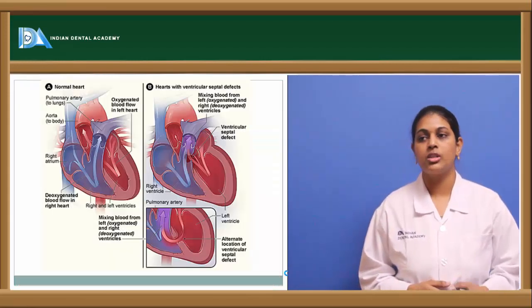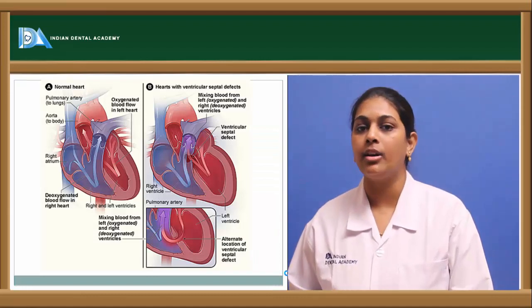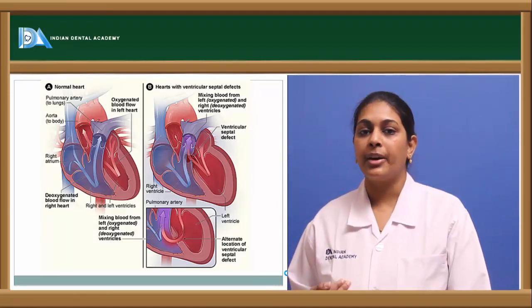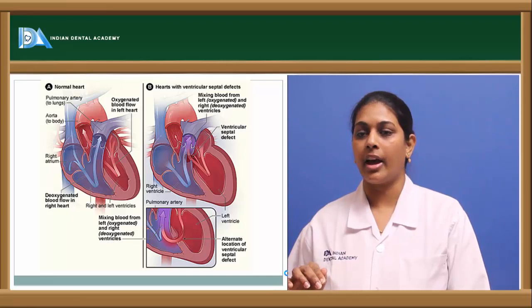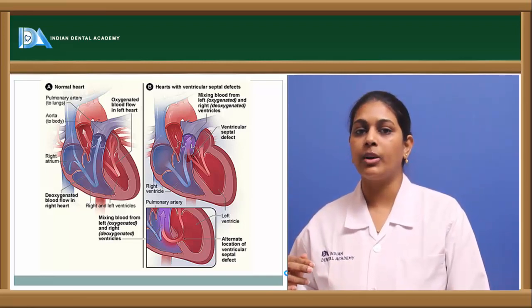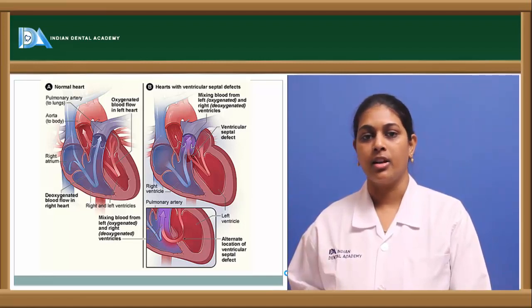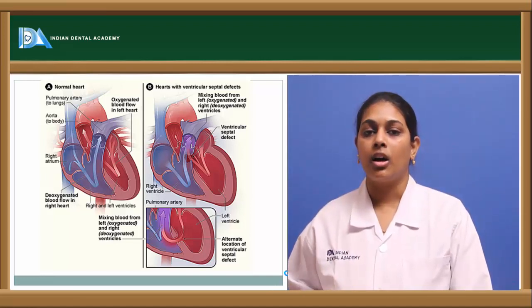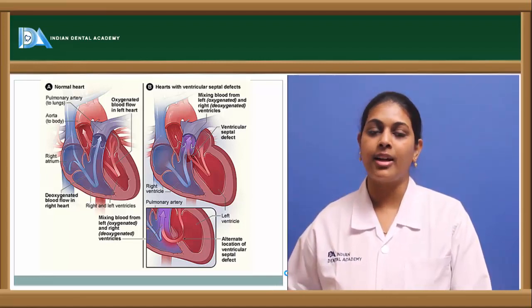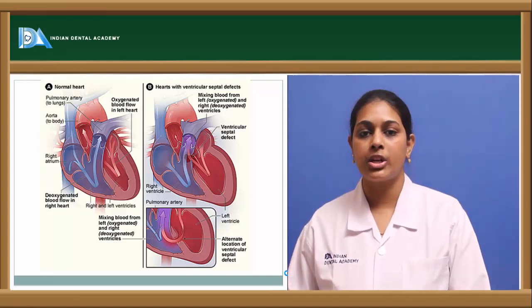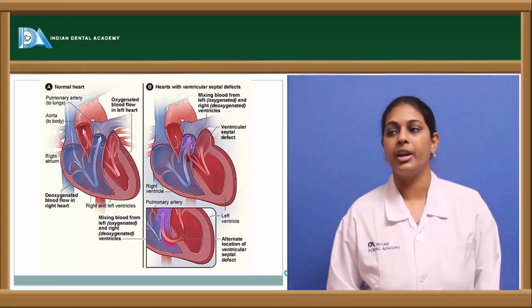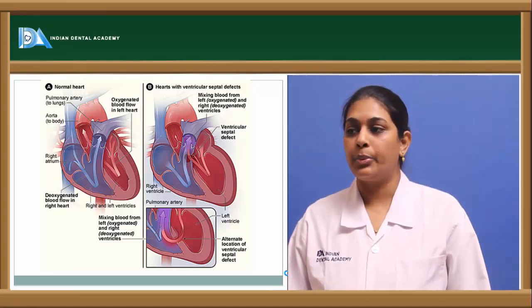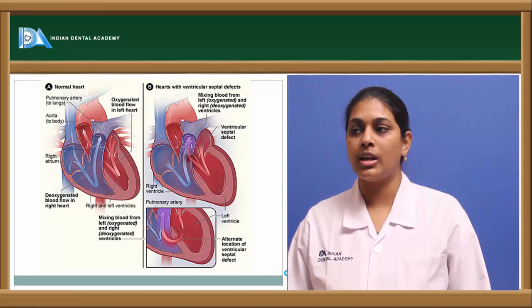So there is a picture which shows a normal heart on the left side and then a heart with ventricular septal defect. Because of this ventricular septal defect, that is, because of a connection being created between the ventricles, this could result in mixing of the blood from the left side as well as from the right side, because of which there will be a mixing of the oxygenated blood, that is the purified blood, and the deoxygenated or unpurified blood.